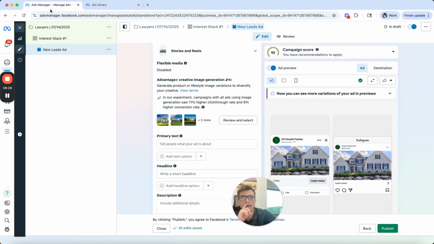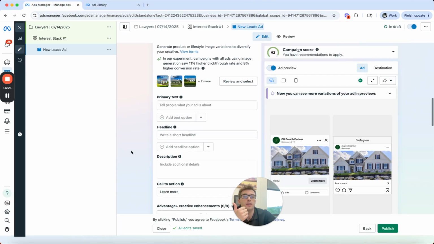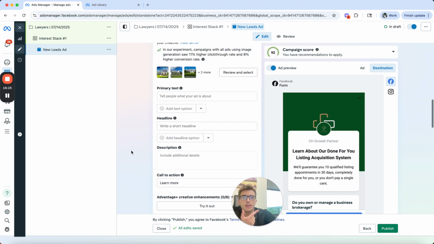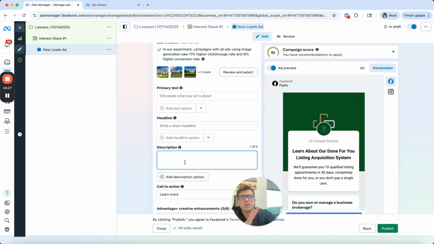Whenever we write our ads, we always have primary text, we always have a call to action button, we always have a headline, and then sometimes we'll have a description. I personally don't think it's a big deal. It's never made a difference in our performance. But if you want to add one, you can. In my opinion, it doesn't really make that much of a difference.